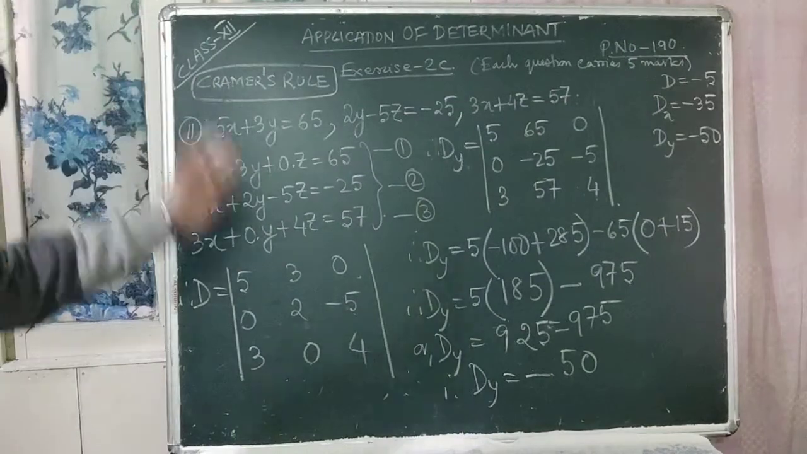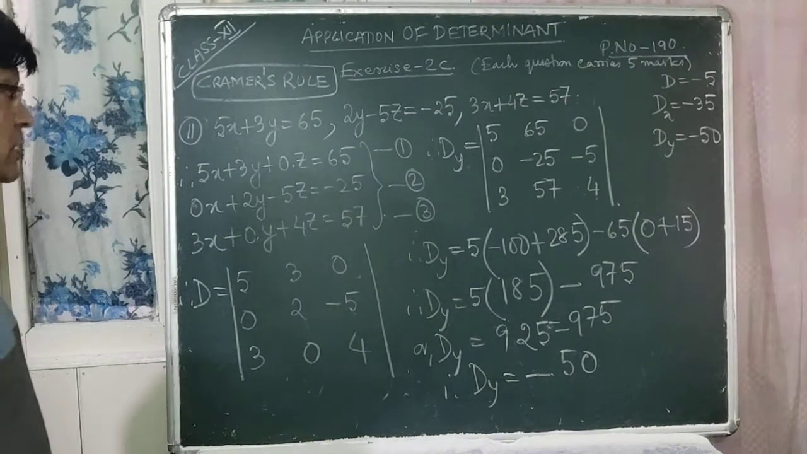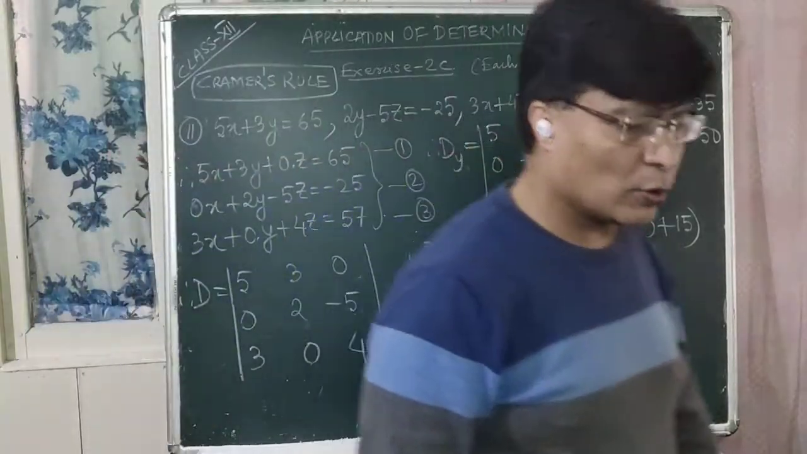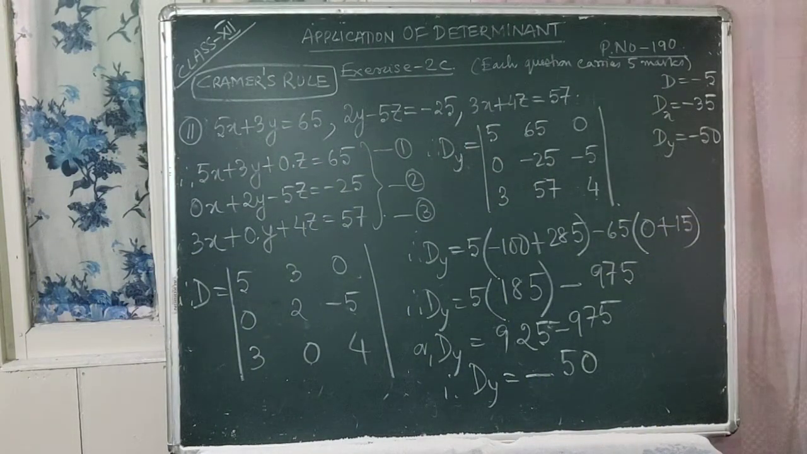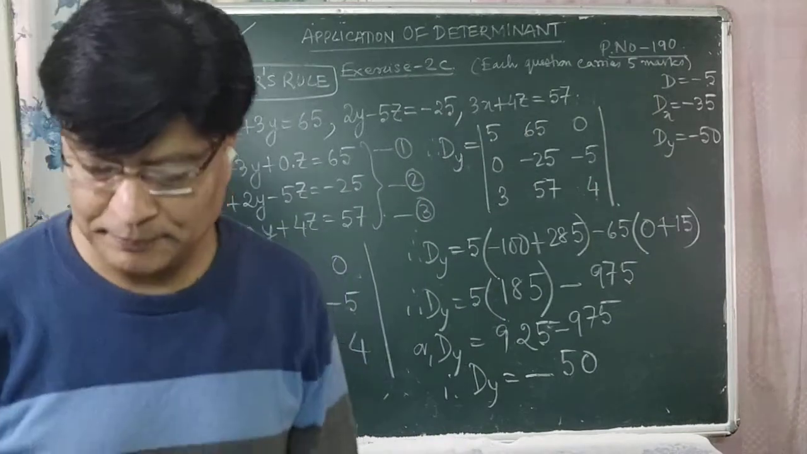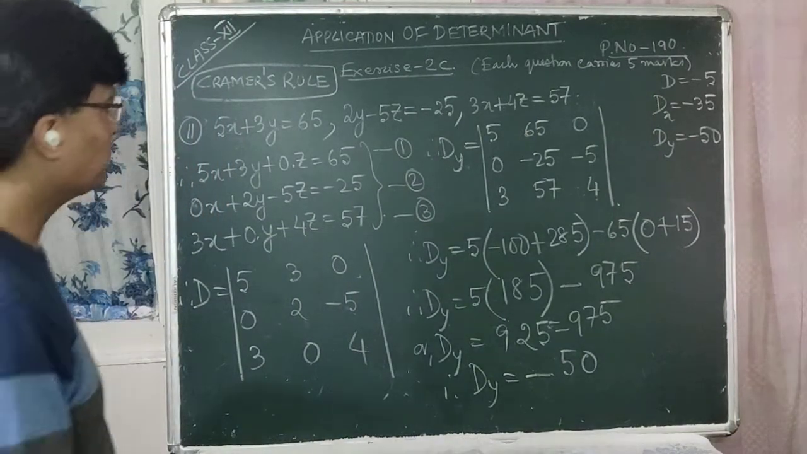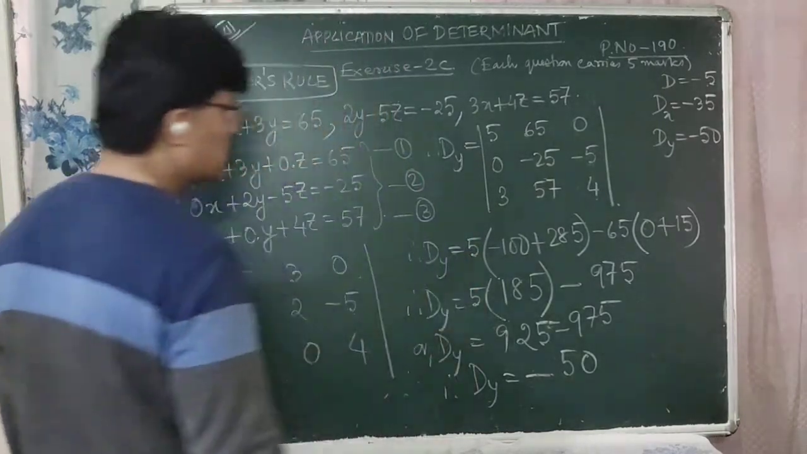Got it? So you can copy it. I think you have understood it. So this is your dy, okay? So dy is equal to minus 50. So now let us find out the value of the determinant dz. Okay? So how can you find out the determinant dz now? So let us find out dz.